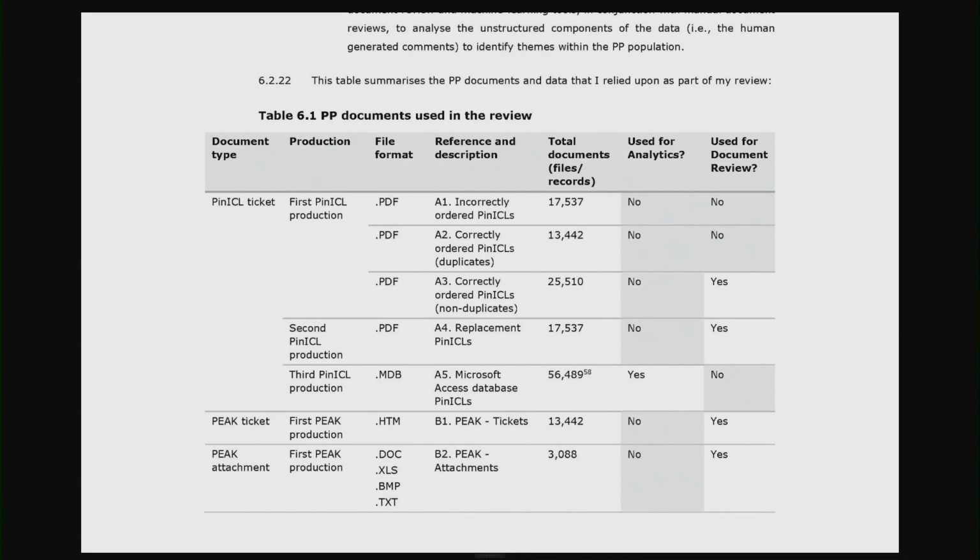Yes. You say that neither the analytics nor the document review work streams were used in relation to the first data set, A1, because it was agreed with Fujitsu that these data contained errors and were therefore replaced by document set A4. Is that right? Yes. And A2, as it was recommended by Fujitsu, that you use the peak versions of these, which were contained in the data set B1. Is that right? Yes, that is right.